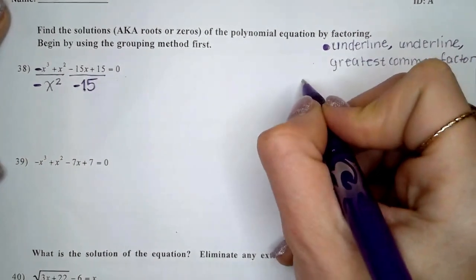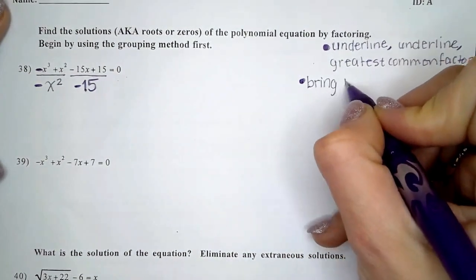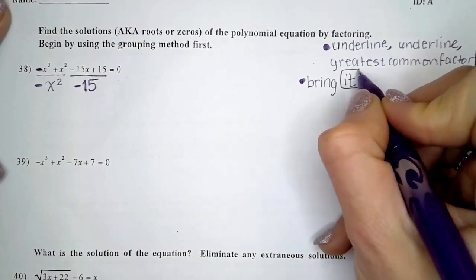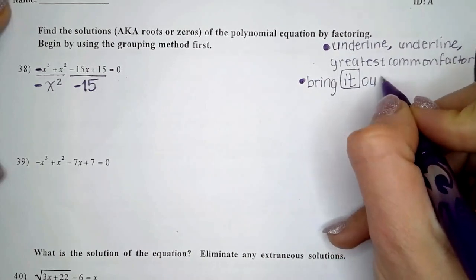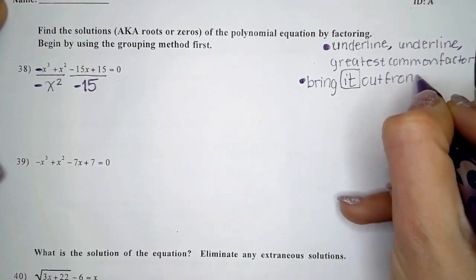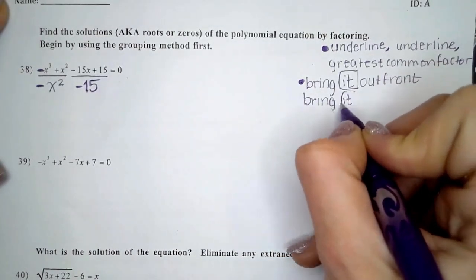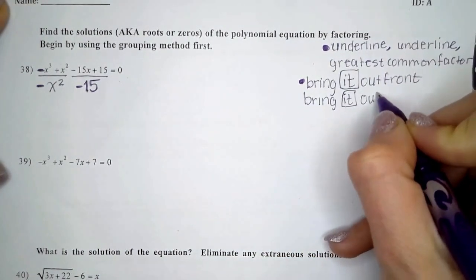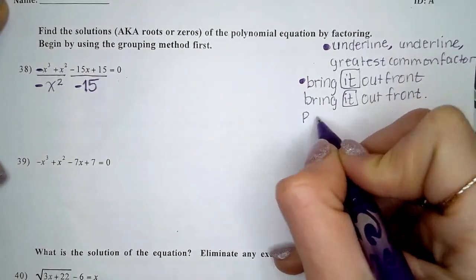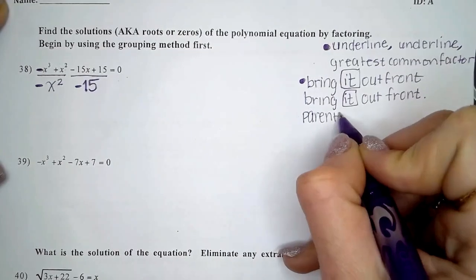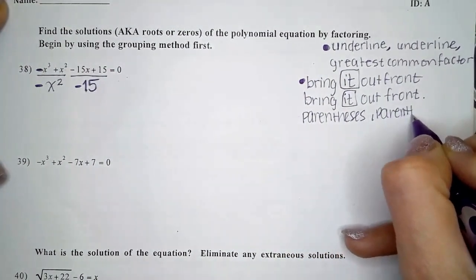Next step, next line, we say bring it out front. By it, what am I talking about? I'm talking about the greatest common factor, okay? Bring it, and I'll highlight that in a second, out front. And we repeat because we do it twice. Bring it out front. And you bring it in front of its own respective spot. You'll see that. Parentheses, parentheses. So we repeat it to help us remember, and we try to say it the same way every time.